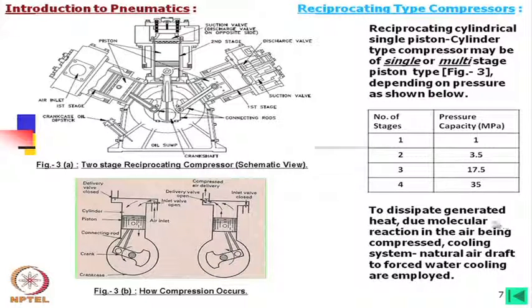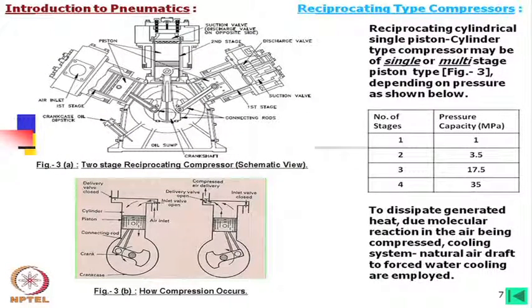To dissipate the heat generated due to molecular reaction in the air being compressed: if you compress the air, you will find that heat is being generated. Cooling systems, natural air draft and forced water cooling, are employed.